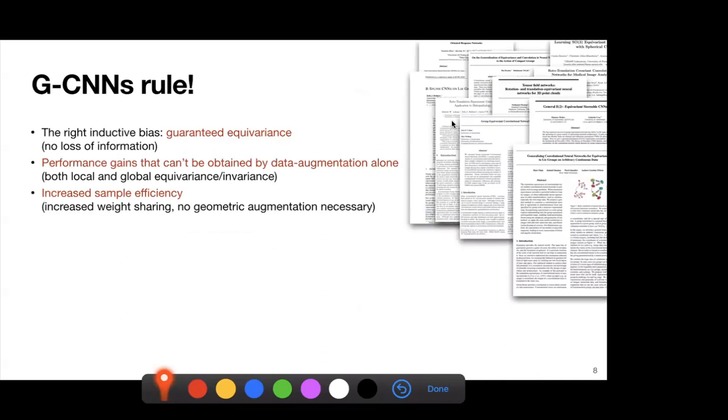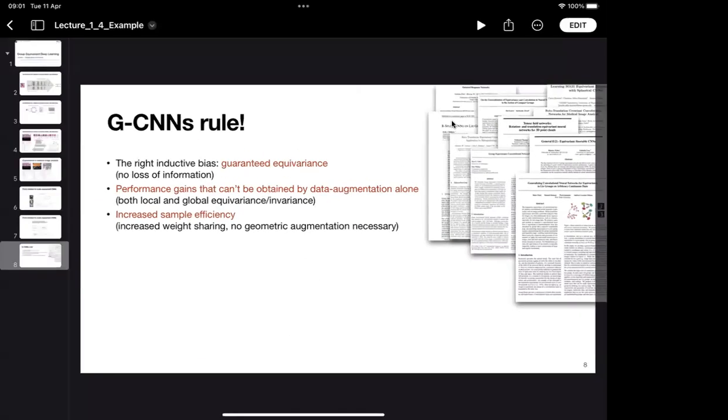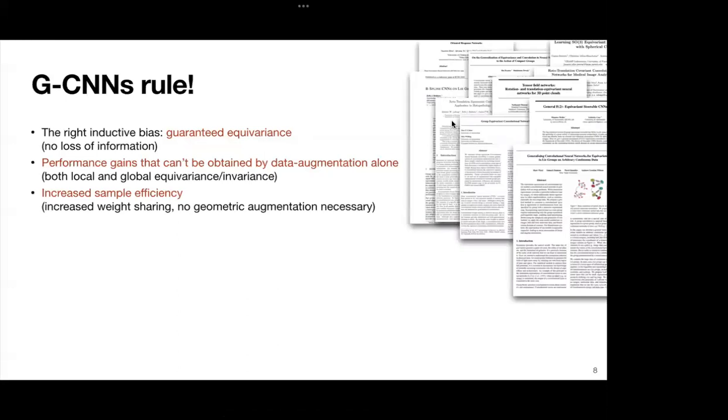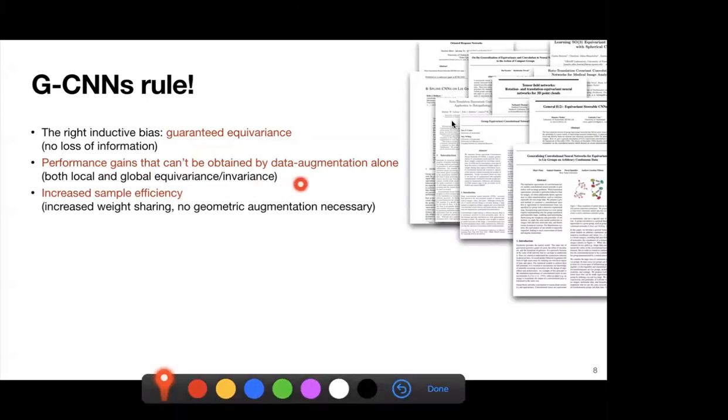All right, so I'm a big fan of GCNNs, which you might have figured, but I'm not the only one. There's a really rich body of literature, and it keeps expanding. It started off with just improving on CNNs by baking in these symmetries. And now we see more and more applications where equivariance is an important construct. But generally what you see in these papers is that equivariance is the right inductive bias, where we want to do this kind of weight sharing. We obtain a performance that cannot be obtained with data augmentation alone, and we have increased sample efficiency with more weight sharing. And no geometric augmentations are necessary if the geometry is already included in the network. So next I'm going to give a brief overview of what we've seen in GCNNs so far.